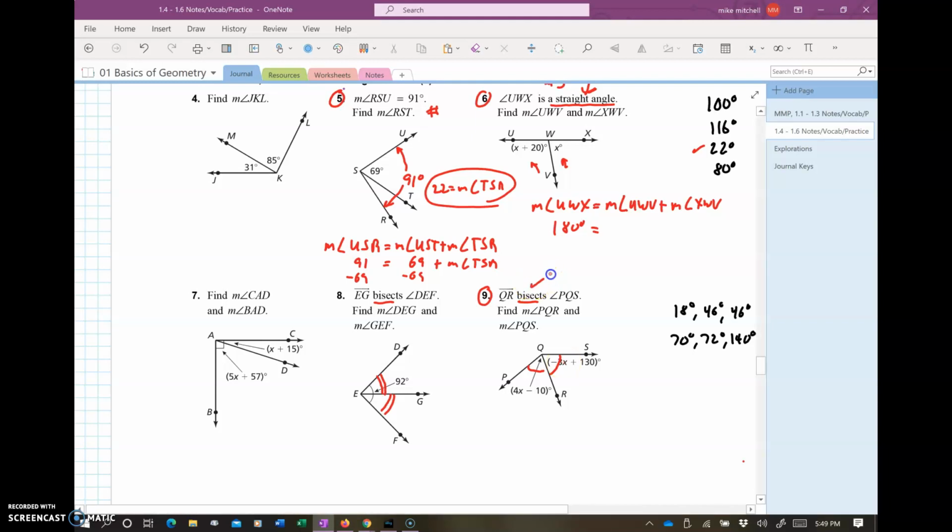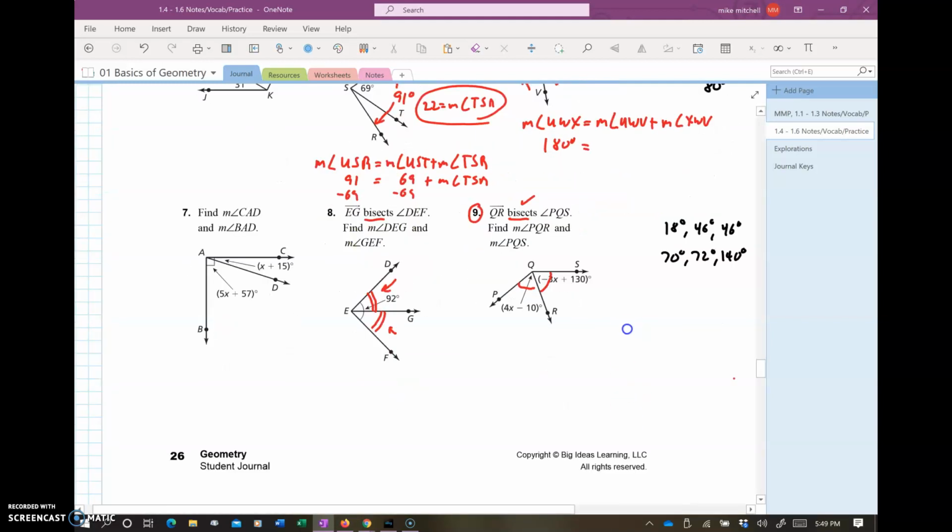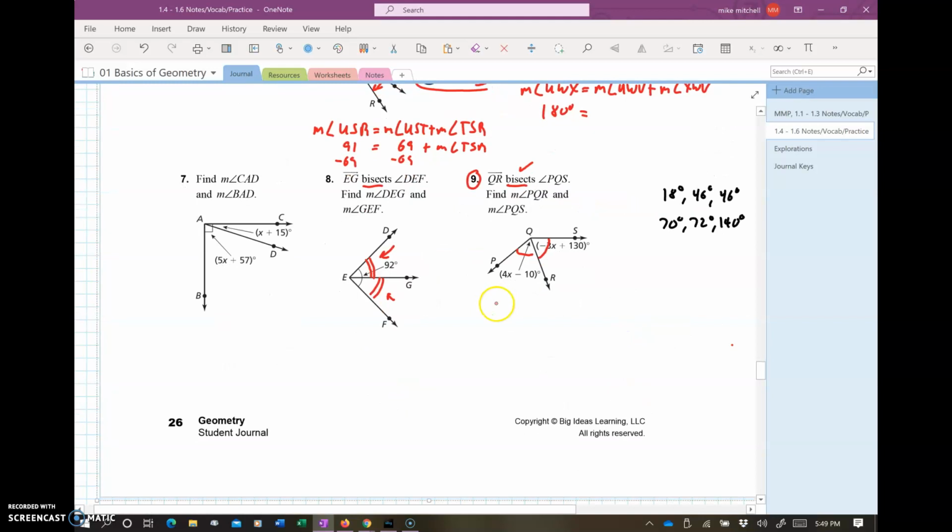So the first thing when I see this is I mark my diagram just like I did over here. I like the visual cue on the page. It bisects it. I know I've got to get two congruent angles. I'm going to mark them up there right away and find them. My equation for this would be the measure of angle PQR equals the measure of angle PQS. I'm not going to use an equation so much on this one. This is more just the arithmetic computation on number 8.